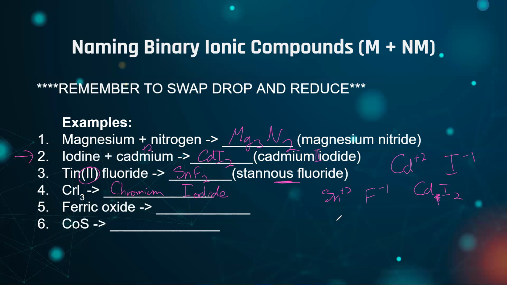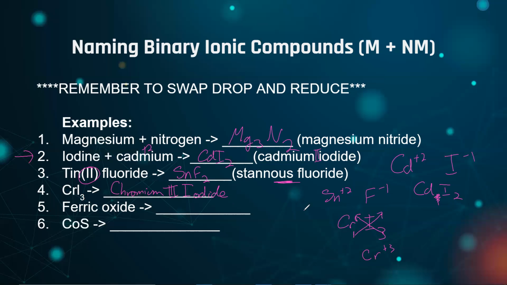So here's how we figure it out. CrI3 has already been swapped and dropped. So if we do the opposite, and that's an implied 1, we know that chromium had to be a +3 to begin with, which means it gets that Roman numeral of 3.